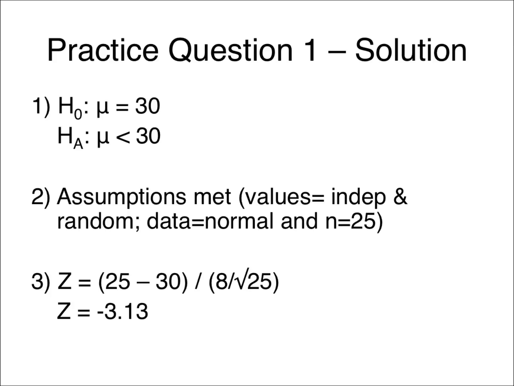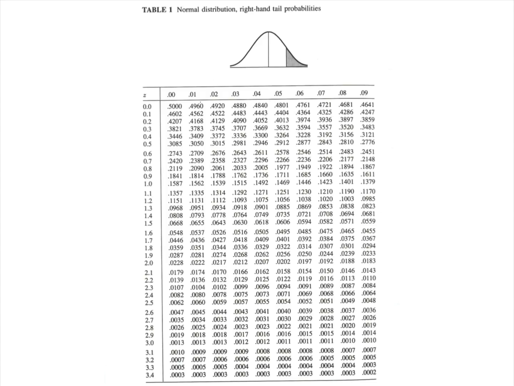Our third step is to calculate a test statistic. Since the true population standard deviation is known, we calculate a Z statistic. We assume our true mean to be 30. Our sample mean is 25, our true standard deviation is 8, and our sample size is 25. So we plug this into our formula to calculate a Z statistic of negative 3.13. And this tells us that our observed sample mean is 3.13 standard errors below our hypothesized mean of 30 minutes.